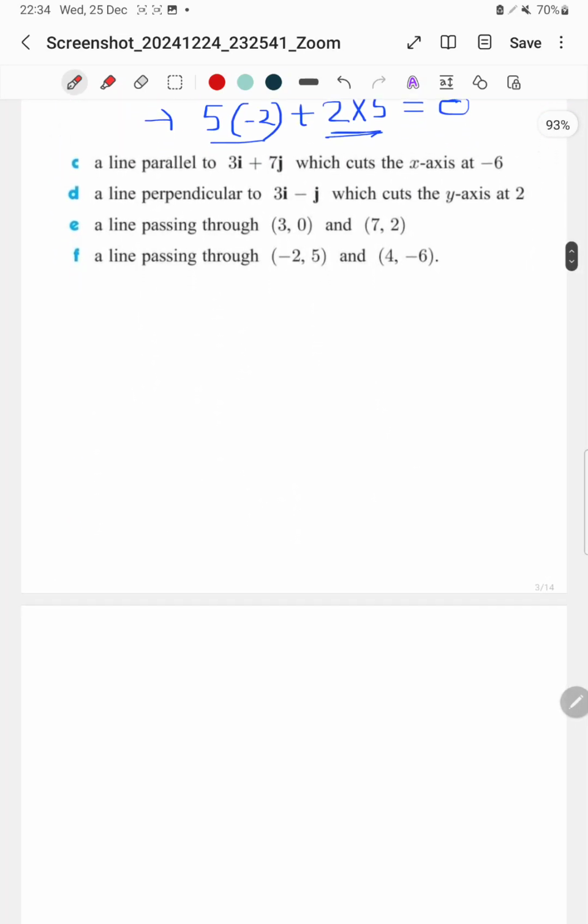Okay. So here the C part of the question is, we have to find the equation of a line which is parallel to 3i plus 7j. So basically again here we have been given a vector, and our direction vector I am showing with b, because I usually write the equation as r is equal to a vector plus lambda vector b. So my b here I will consider like 3 and 7.